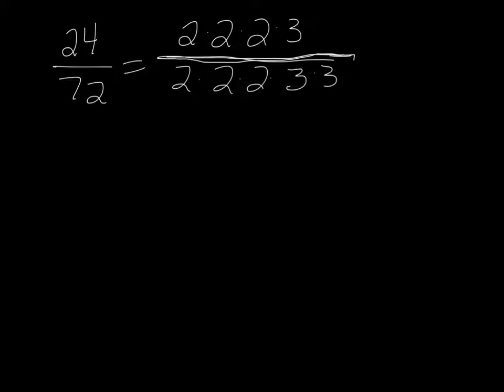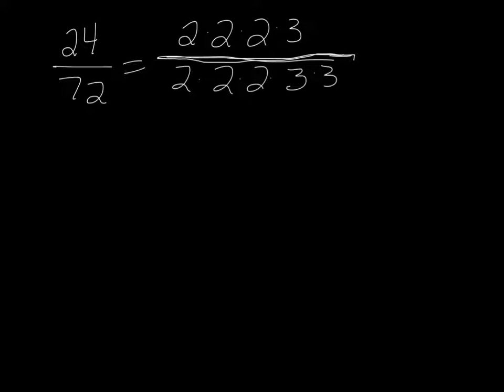Okay, I've cleaned my screen up a little bit, and I've just rewritten it now to show you the prime factorizations pulled out. I have 24. The prime factorization of it is 2 times 2 times 3. And then I also have my 72 here, which is 2 times 2 times 2 times 3 times 3.